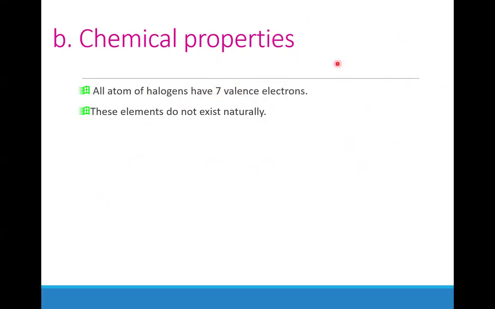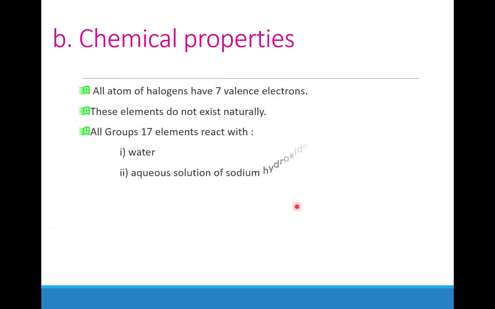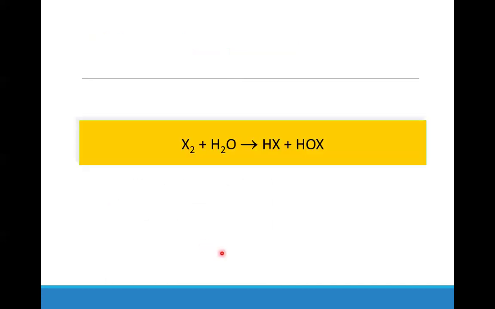So remember, non-metals gain electrons easily, and that's why they are oxidizing agents, because they strip other atoms of electrons. And the metals are reducing agents because they can donate their electrons very easily. And these elements do not exist naturally. All elements react with water. They react with aqueous solutions of sodium hydroxide. Basically, they'll react with all alkalis, and they also react with metals, and they also react with less reactive metals, right?